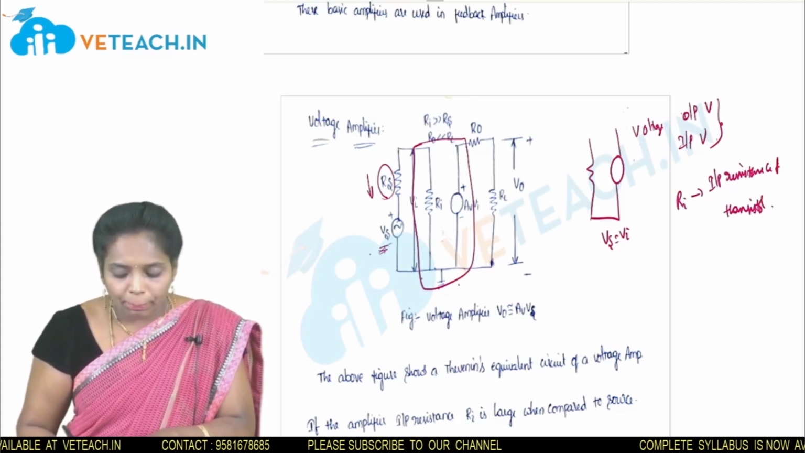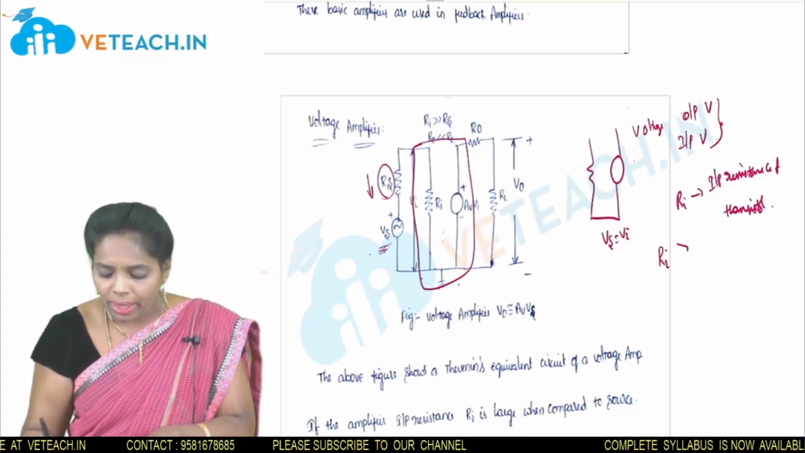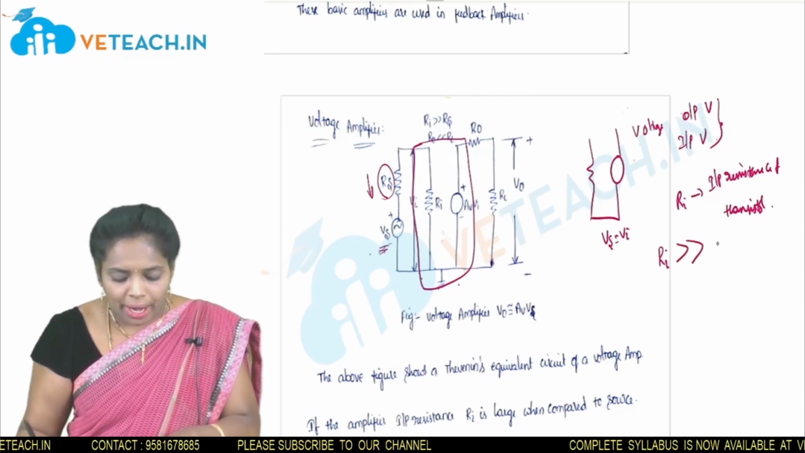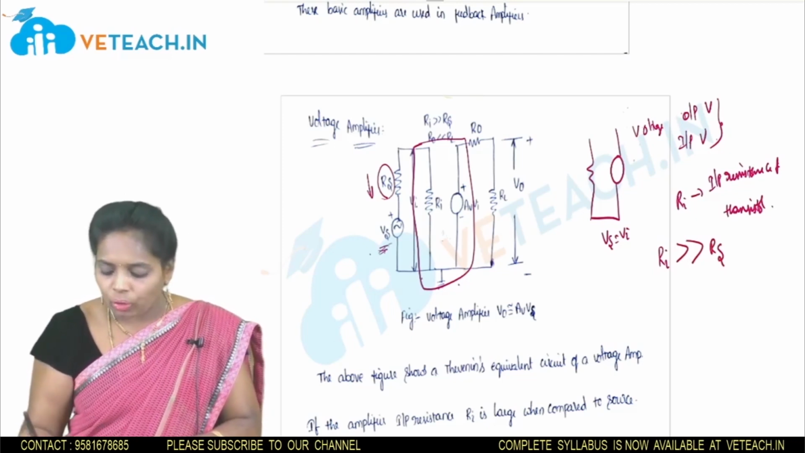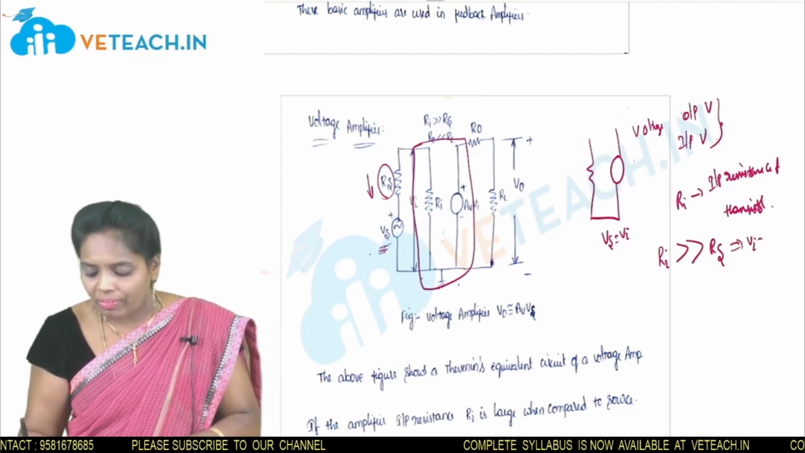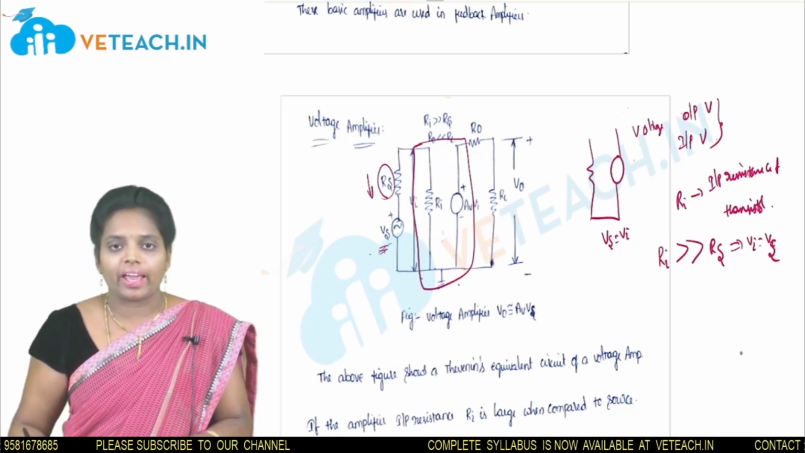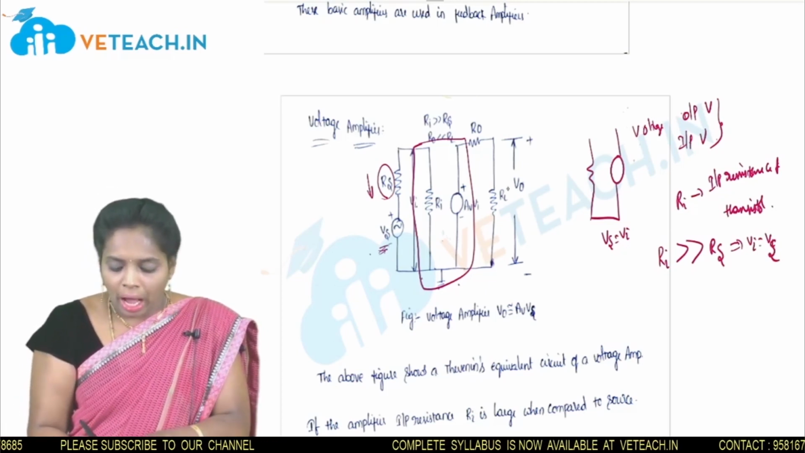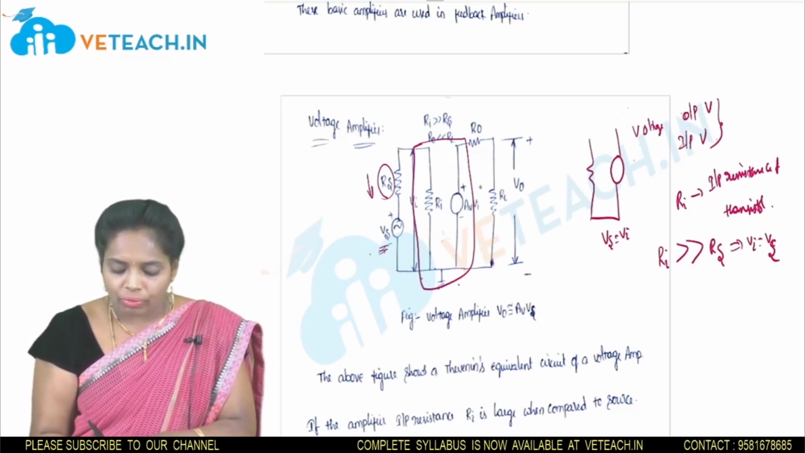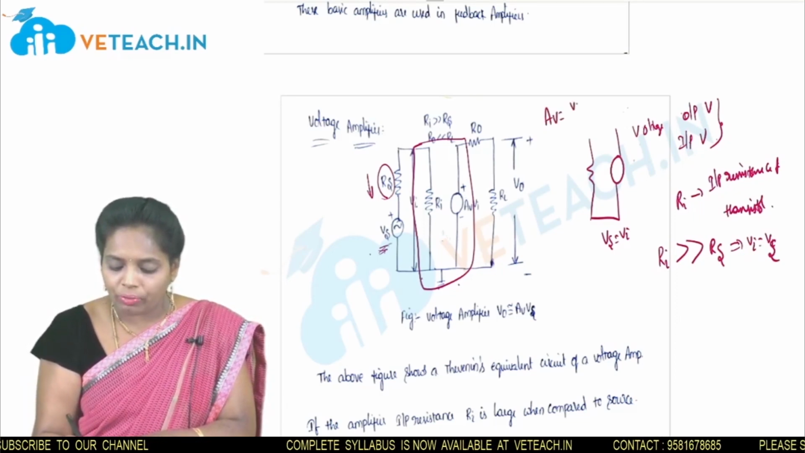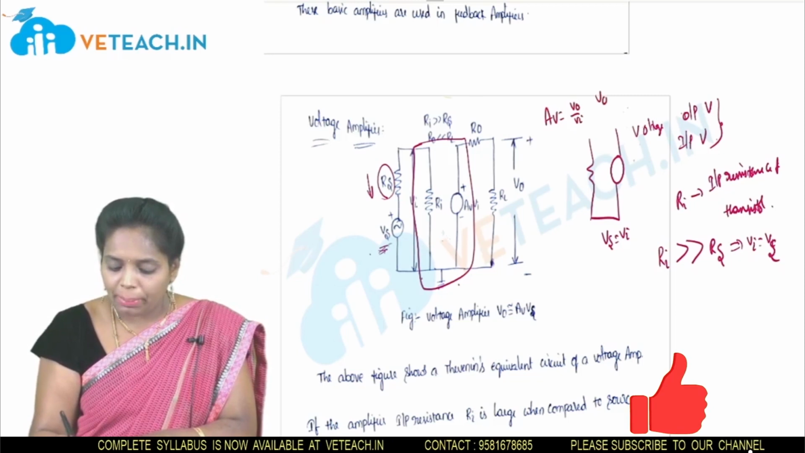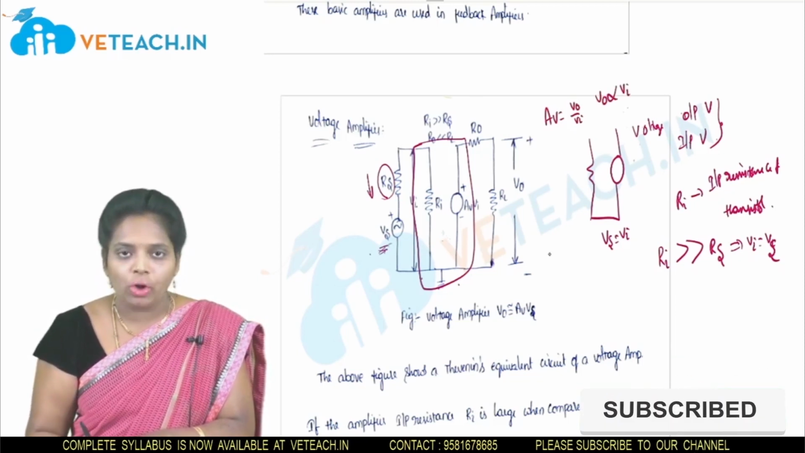Whenever the input resistance of the transistor is very high compared to the source resistance, then the total voltage will be developed, so the value of Vi is equal to Vs. Similarly, we have to consider the total output voltage. Generally for a voltage amplifier, Av is equal to V0 by Vin, so V0 is directly proportional to Vi.